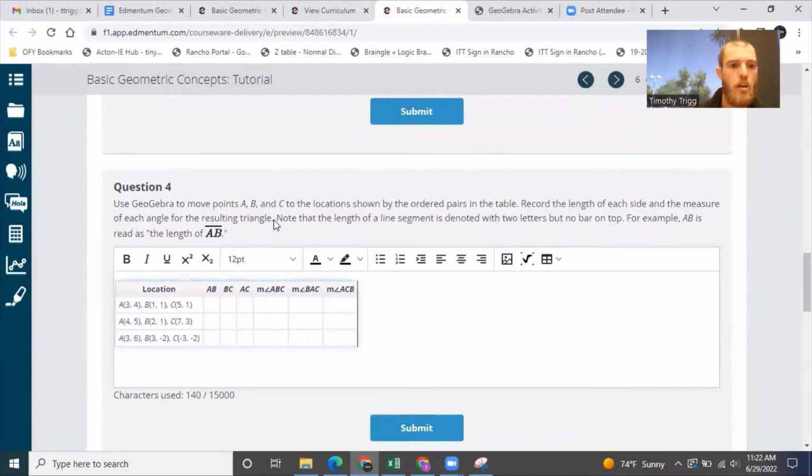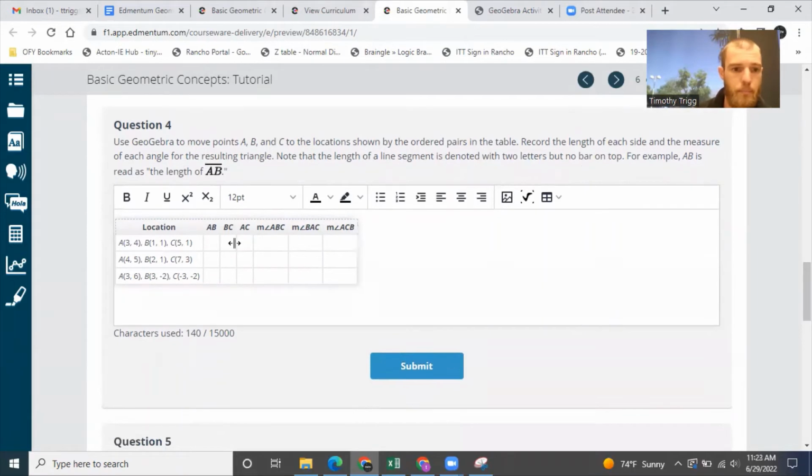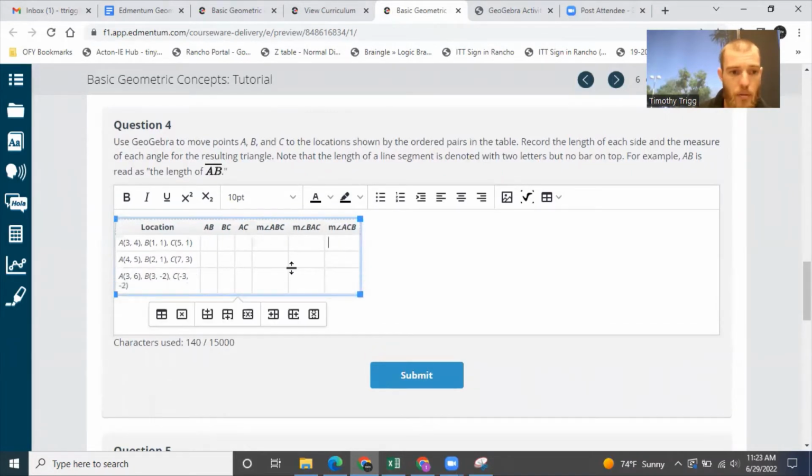Okay. Use GeoGebra to move points A, B, and C to the locations shown in the ordered pairs in the table. Record the lengths of each side and measure of each angle resulting in the triangle. Note that the length of a line segment is denoted by 2 letters but no bar on top. Example, AB reads as the length of segment AB. All right, so here we want to find the length of the segments and the measures of the angles. Okay, so there's a couple things I want you to keep in mind here when we're doing this.